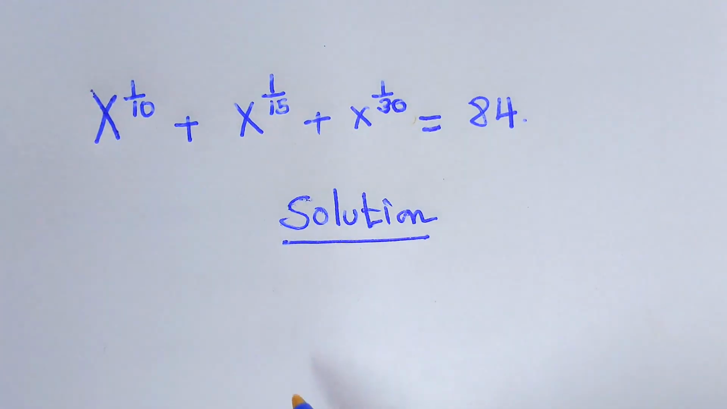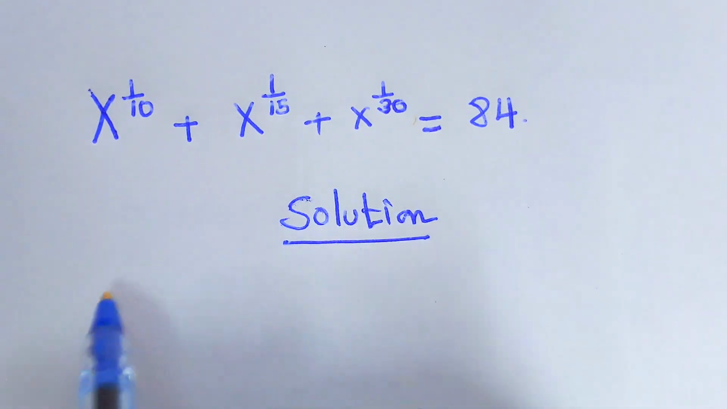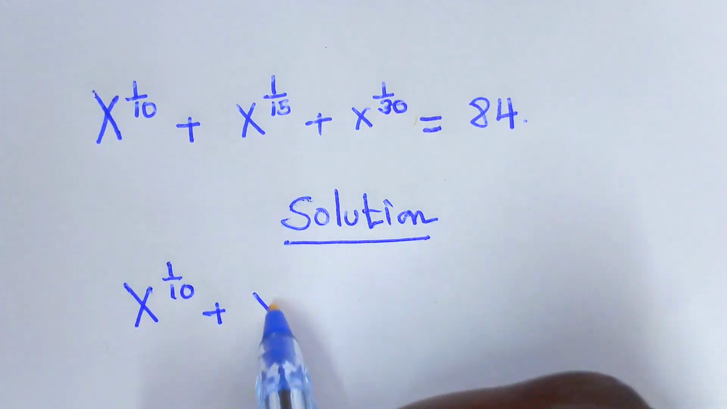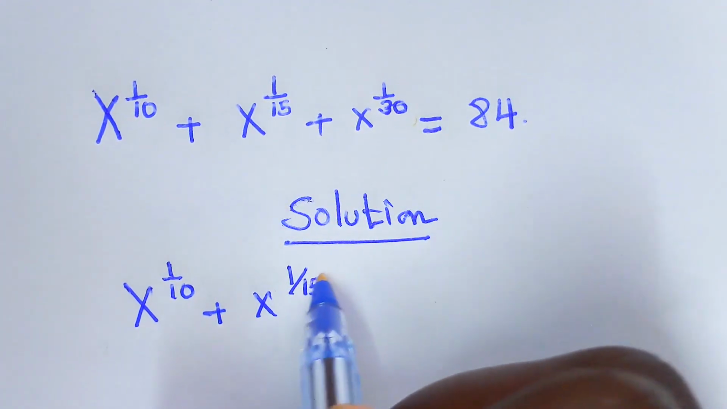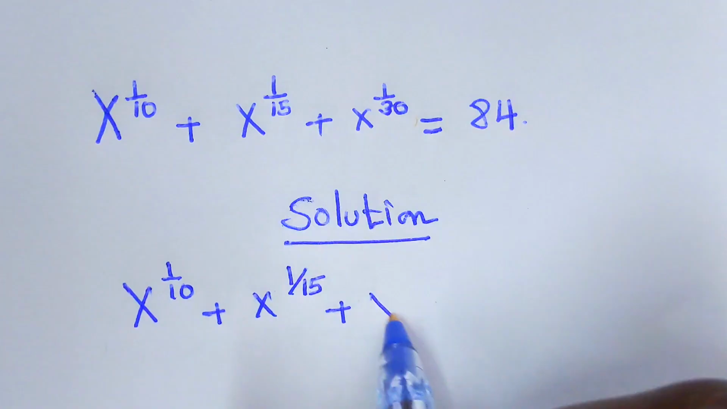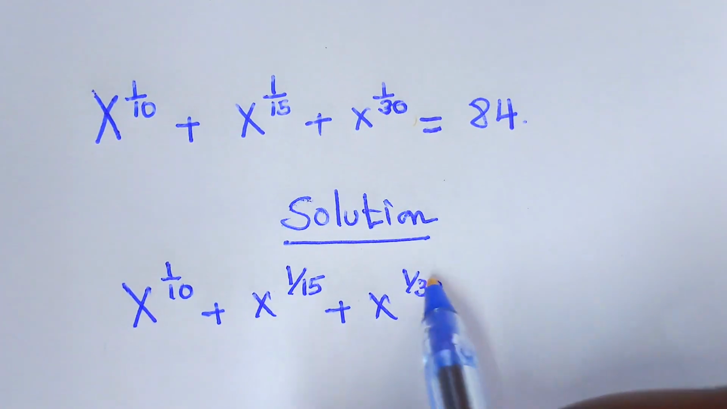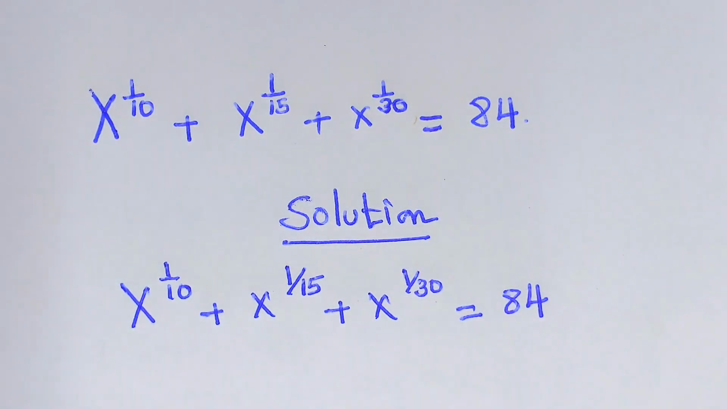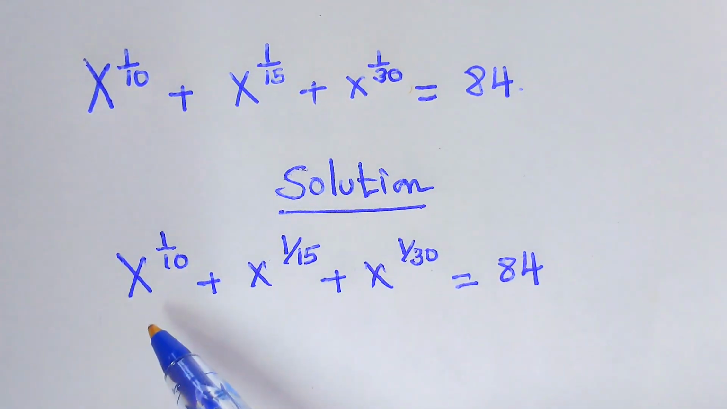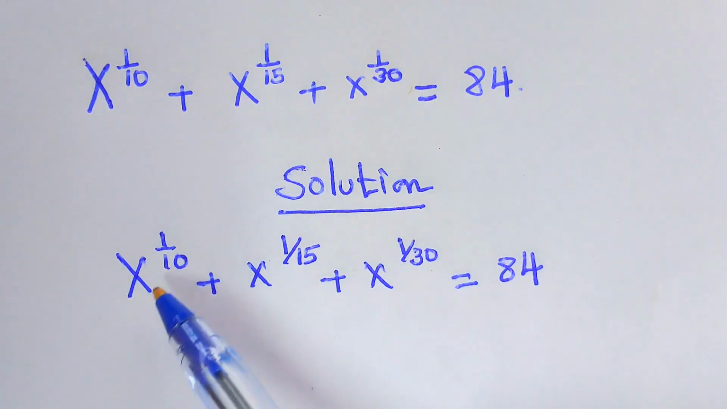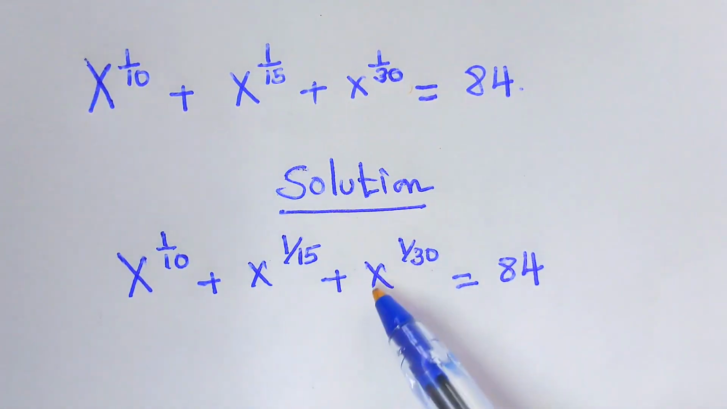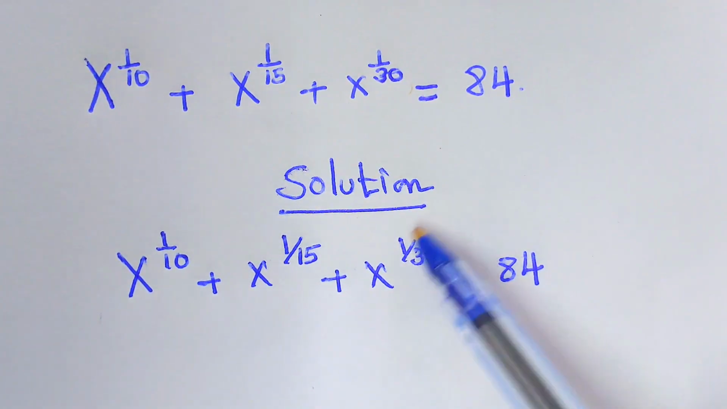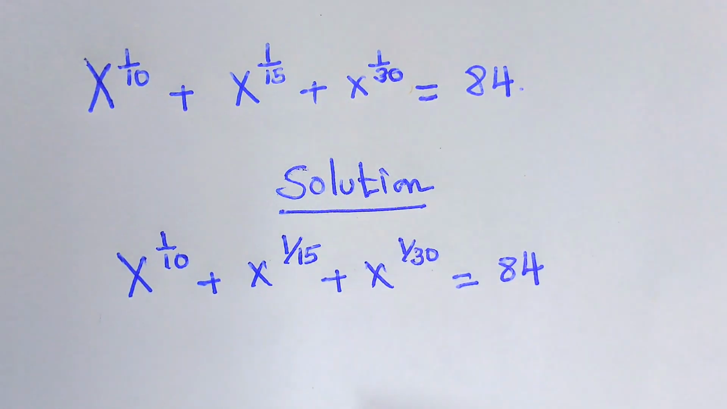We always have to copy what we have: x^(1/10) + x^(1/15) + x^(1/30) = 84. And if you look carefully, the highest denominator in these powers is 30.